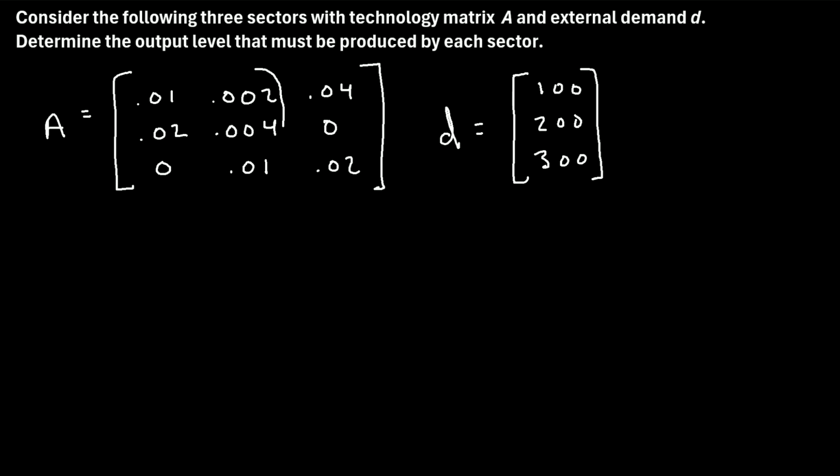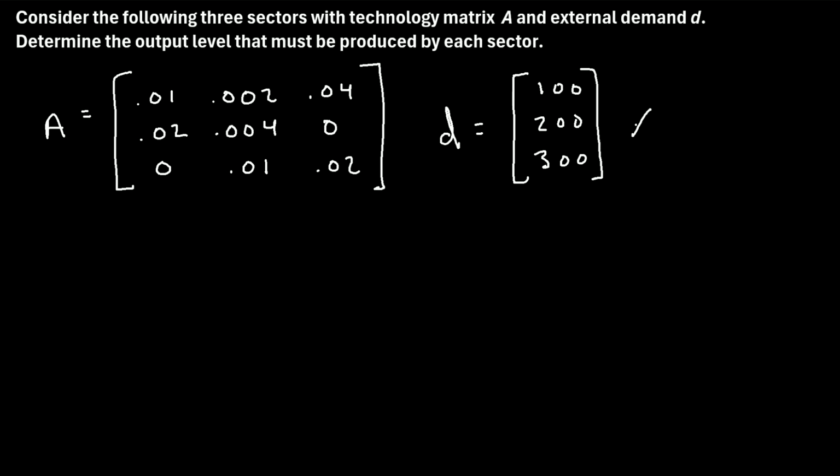And similarly, the second column in this technology matrix says that to produce 1 unit of the good produced by sector 2, that requires 0.002 units from sector 1, 0.004 units from sector 2, and 0.01 units of the good produced by sector 3. And the last column has a similar interpretation. And we're also given this external demand matrix, which tells us the total units demanded from sector 1, sector 2, and sector 3.